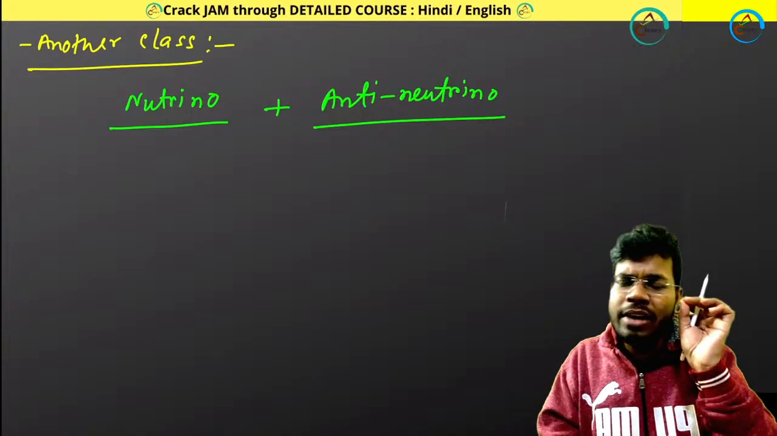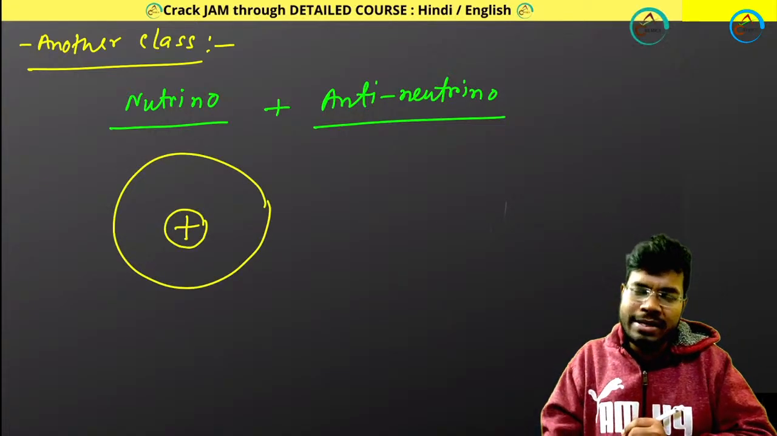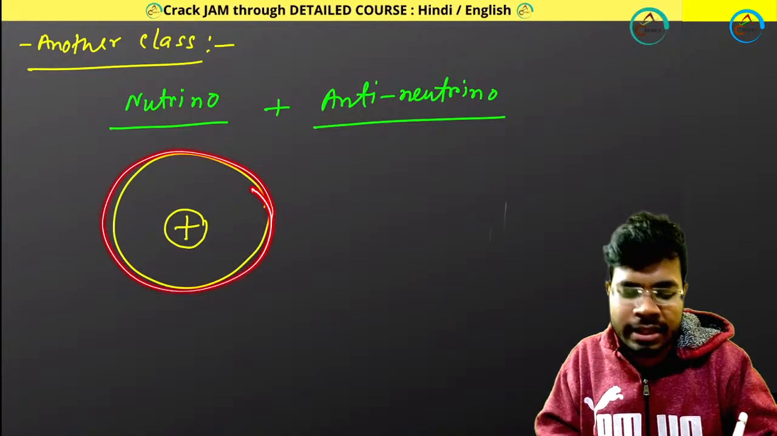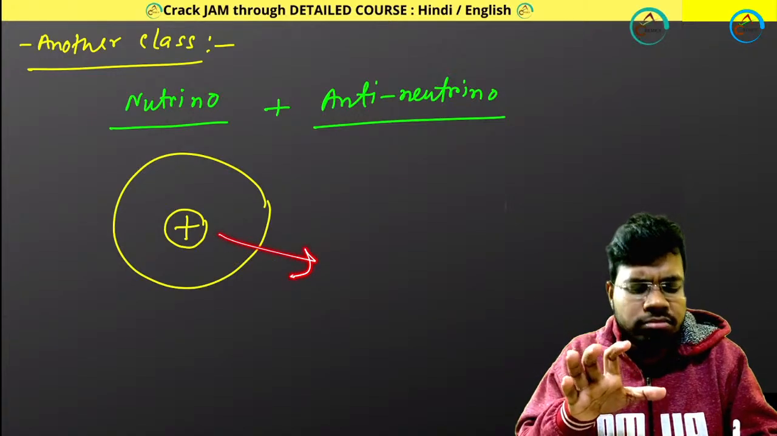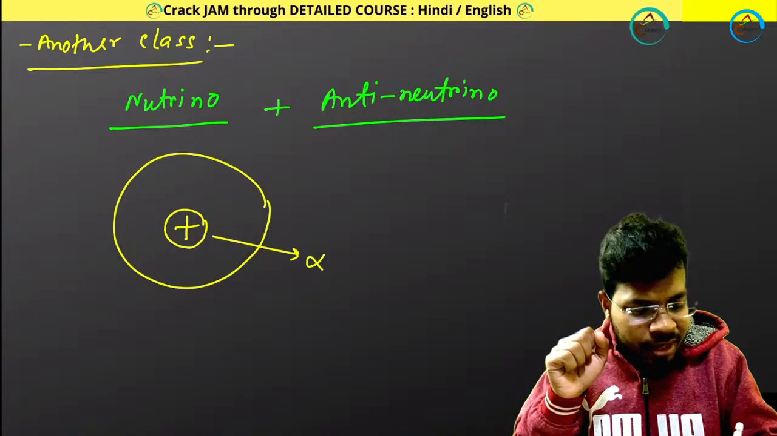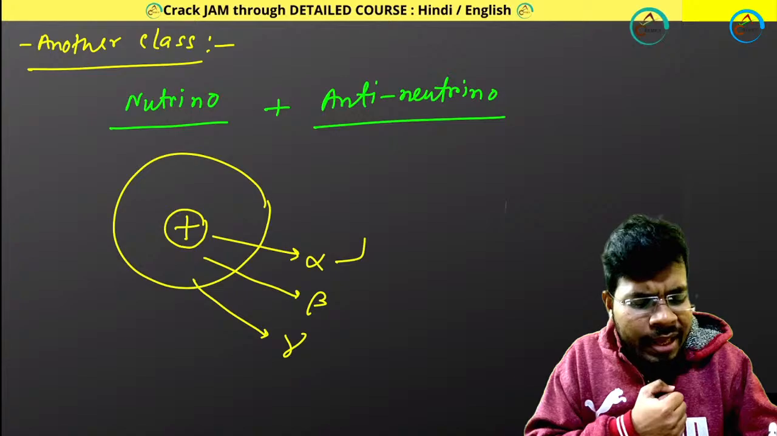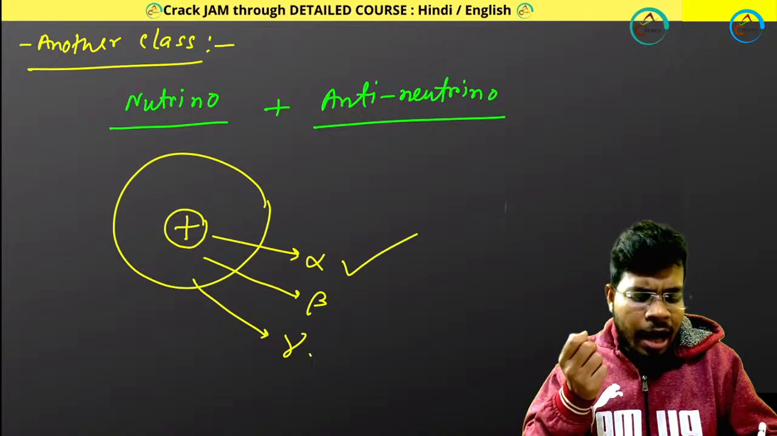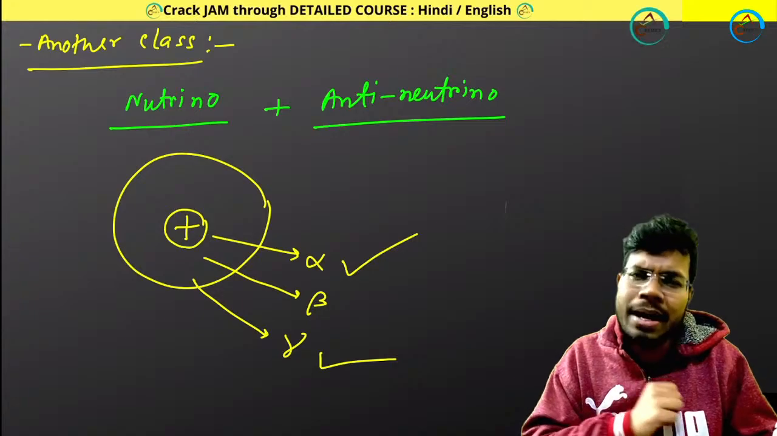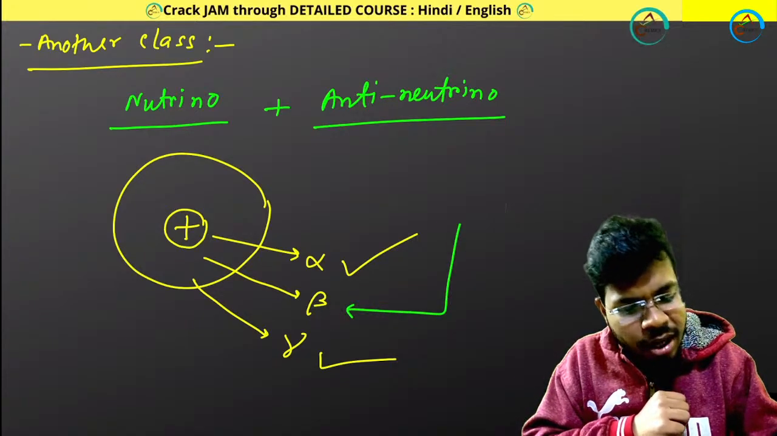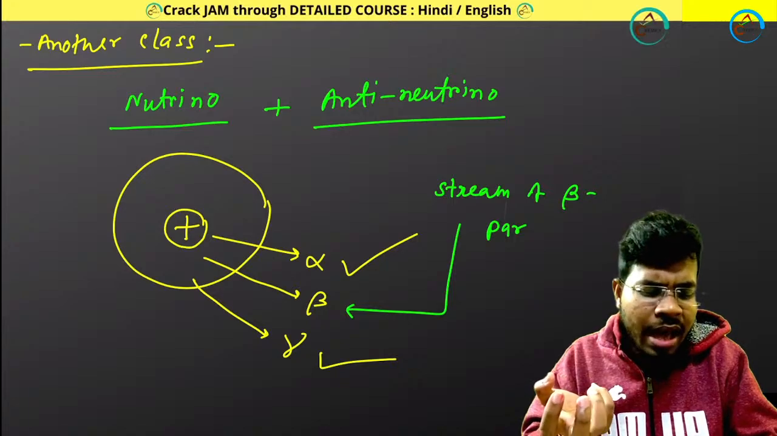So guys, you already know the phenomenon of radioactivity. So this is your nucleus, and these are your orbits. And you know, radioactivity generally happens from the nucleus, not from the orbits. That means from the nucleus, alpha, beta and gamma rays are coming out. The alpha ray is actually alpha particles, gamma rays are gamma rays, and beta rays are actually a stream of beta particles, which we call beta rays.